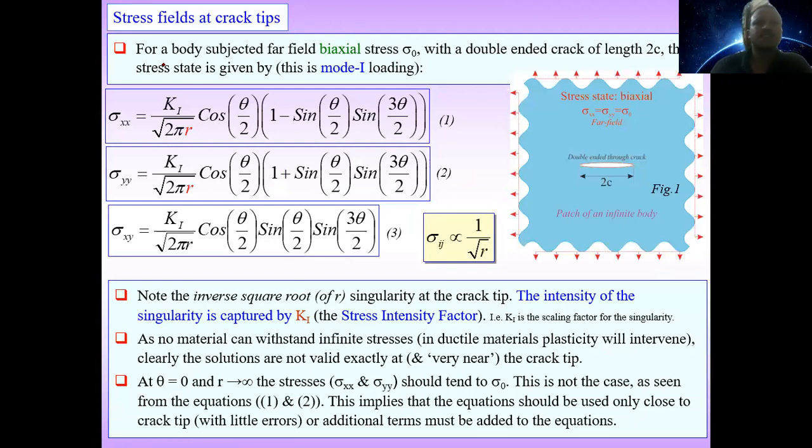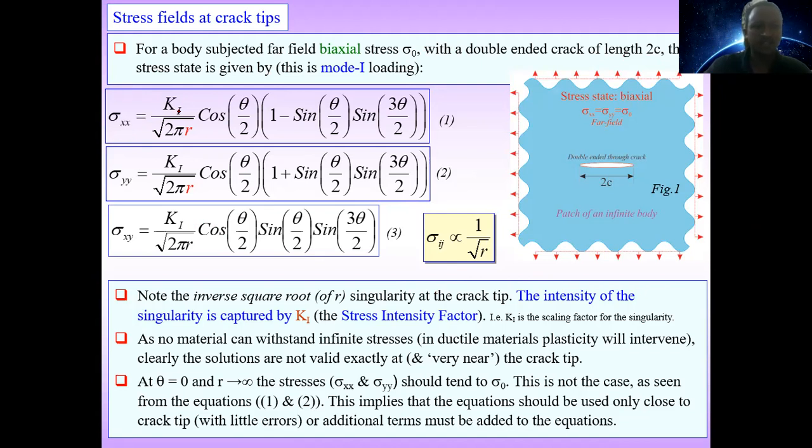Okay, the stress fields at the crack tips. For the body subjected to far field biaxial stress. Look, here there is biaxial stress, stress in the Y, stress in the X. And there is a crack here, a double ended through crack, 2C. So for the body subject to biaxial stress, sigma naught, with a double ended crack of length 2C, the stress state is given as for mode 1 loading.